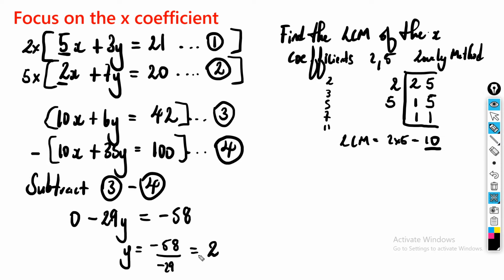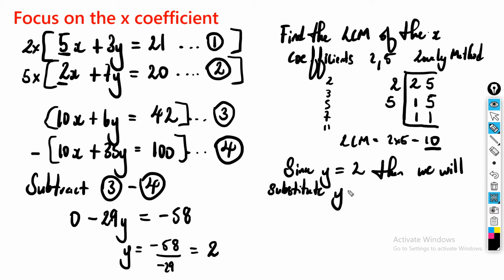And we can test it if we want to, guys. But what we're going to do now, since we have y is equal to 2, right? So since y is equal to 2, we will substitute y is equal to 2 in equation 1, right? I like to use equation 1. And we're just going to put y is equal to 2 in here, and we're going to get 5x plus 3 times 2 is equal to 21.